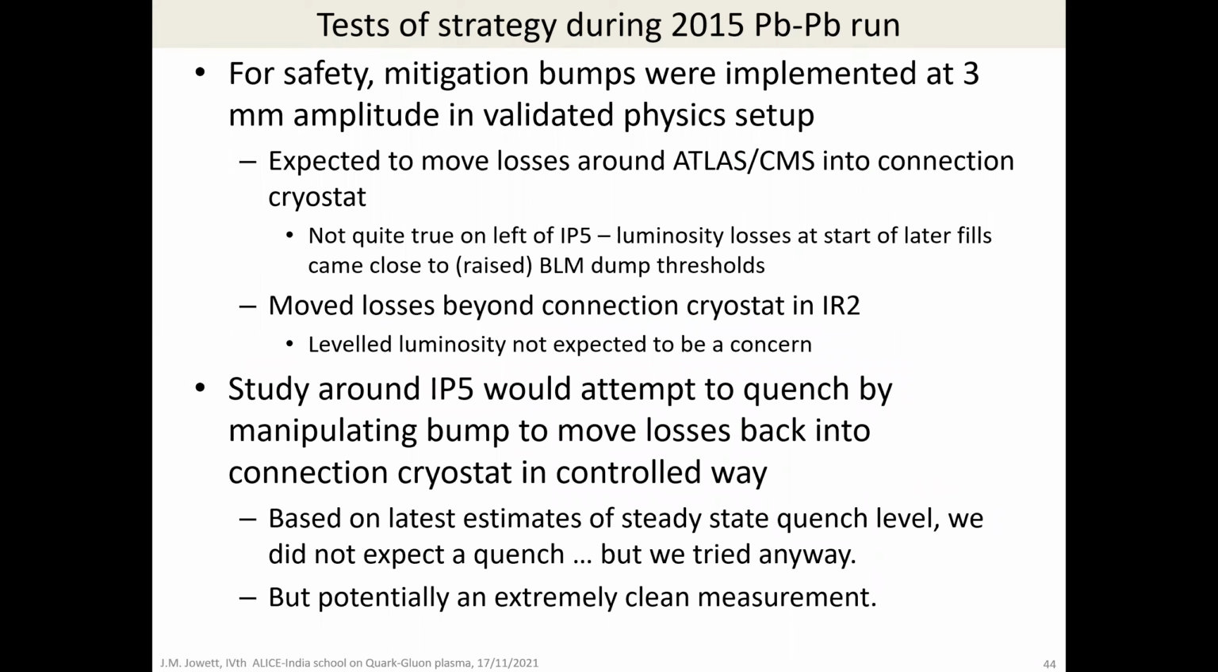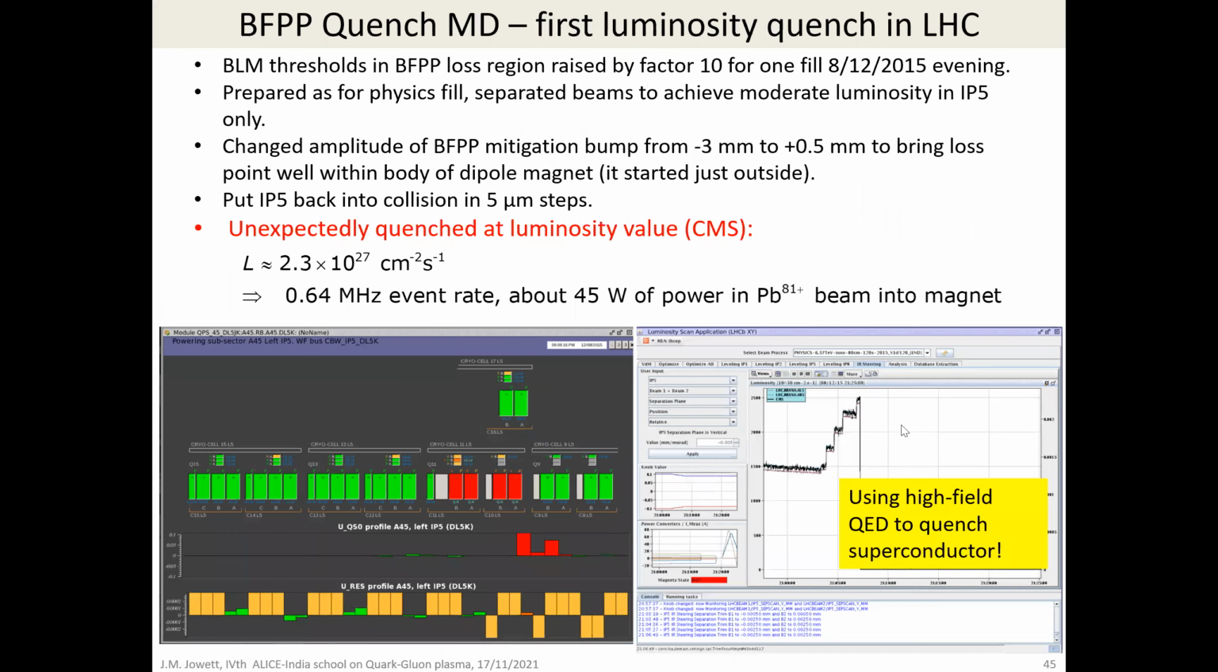But what we did in an experiment was to set up a high luminosity fill, reduced those bumps and moved the losses back into the connection cryostat, well, with low luminosity because the beams were somewhat separated. Then we increased the luminosity by manipulating the separation bump at the collision point to increase it. And all of a sudden, we saw a quench and the beams were dumped.